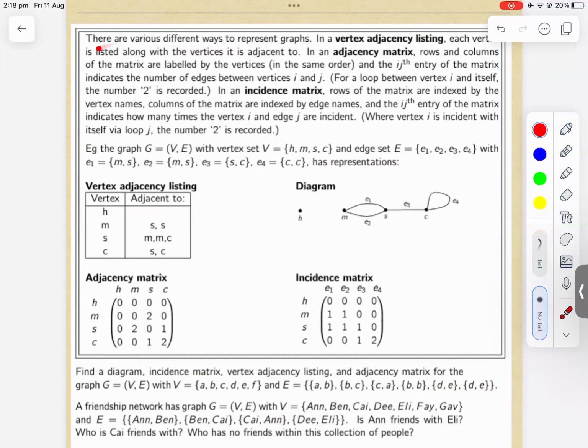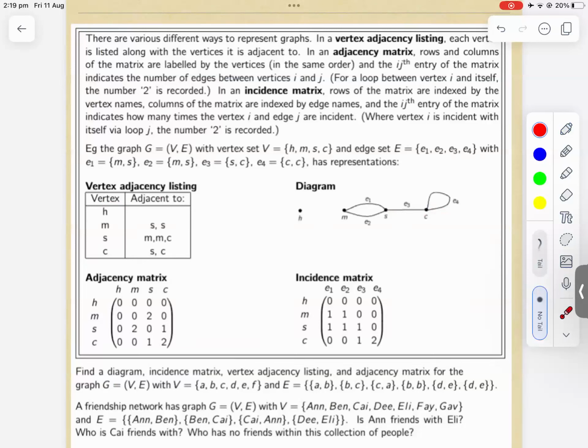Now here is a lot of explanation: the vertex adjacency list. For example, the graph G with vertices V and edges E. So the vertices are H, M, S, and actually technically this is the previous question. Okay, so E1, E2, E3, E4. The vertices are H, M, S, C.